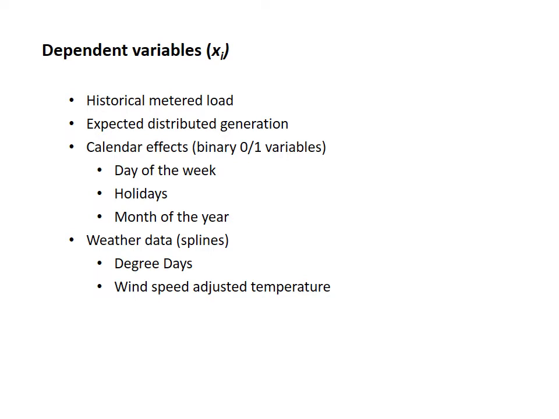Calendar effects, and these are treated as binary 0-1 variables, so if you're trying to predict what electricity demand out in the future is going to be on Super Bowl Sunday, you'd have a specific dependent variable for Super Bowl Sunday, 1 yes, 0 no, but this could also apply to days of the week, holidays, month of the year, weather data, so degree days, but also wind speed adjusted temperature.